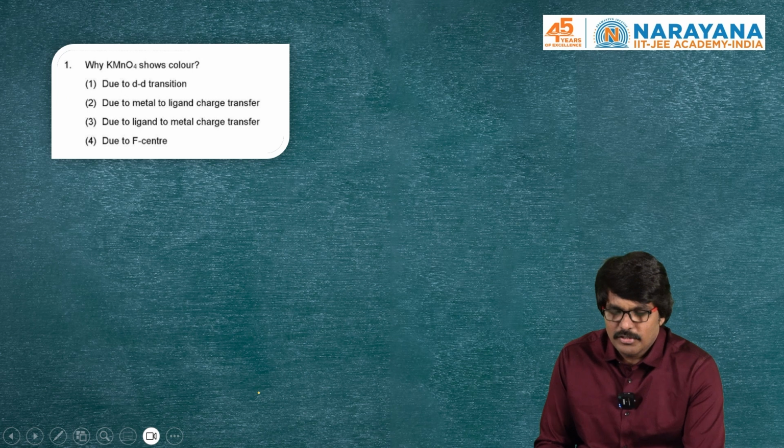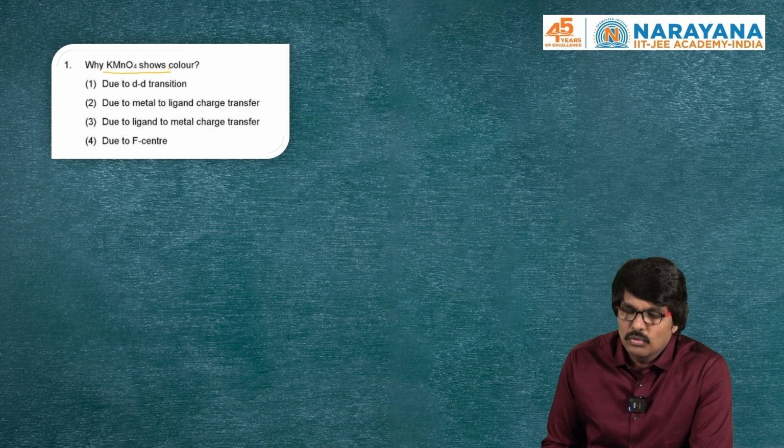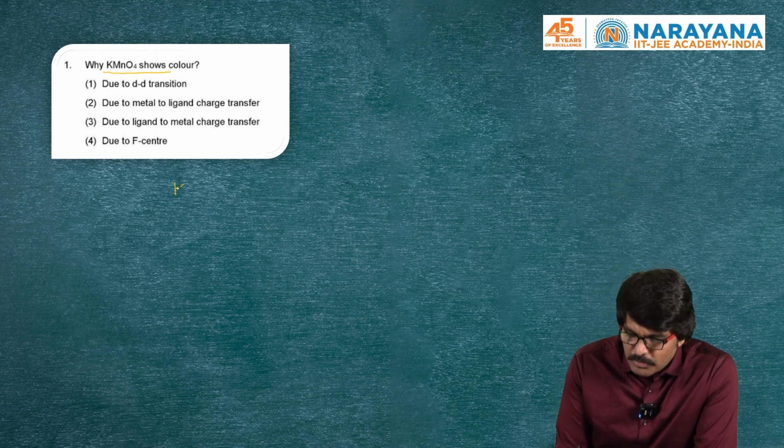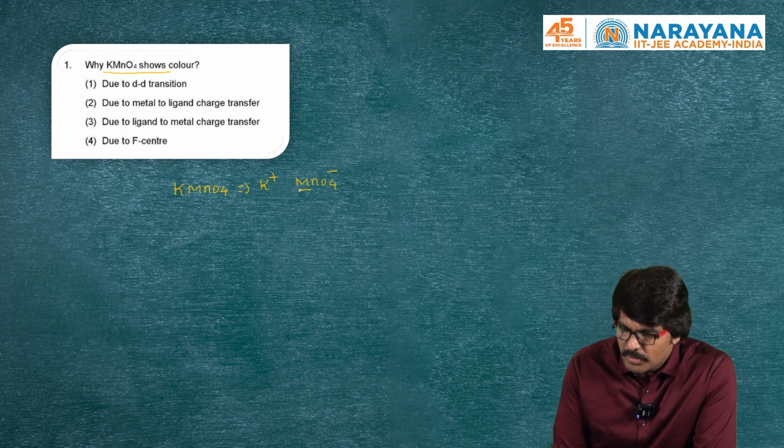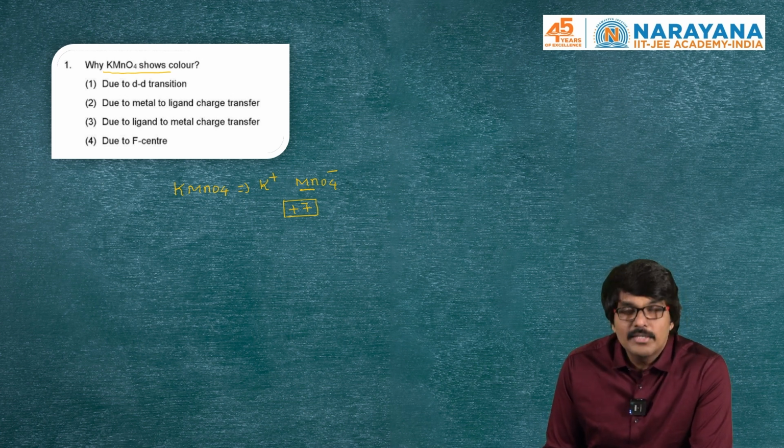So here is the first question. The question says, why does potassium permanganate show color? Particularly, he is asking the reason for the color of potassium permanganate. In KMnO4, this is potassium permanganate, and it consists of K+ and MnO4- ions. If you see the oxidation state of manganese, that is +7, and that means there are no d electrons in manganese. Manganese oxidation state is +7, and the color is not due to d-d transitions.